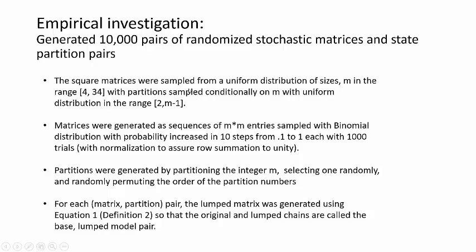So we'll do an empirical investigation here. We generated 10,000 pairs of randomized stochastic matrices and state transition pairs. So we have square matrices, and for each square matrix, we randomly generated a partition for it and created a lump model for that partition. And this provides the details of how this generation was done.